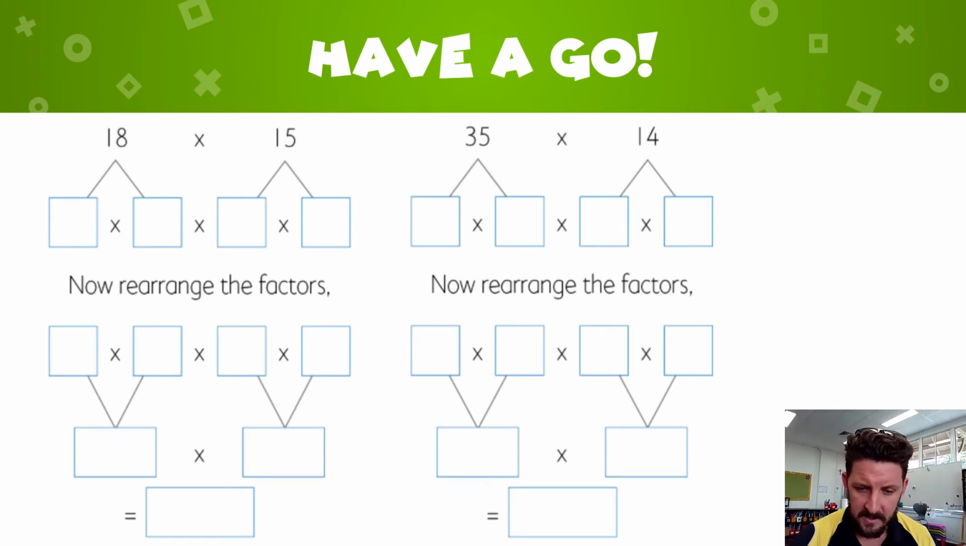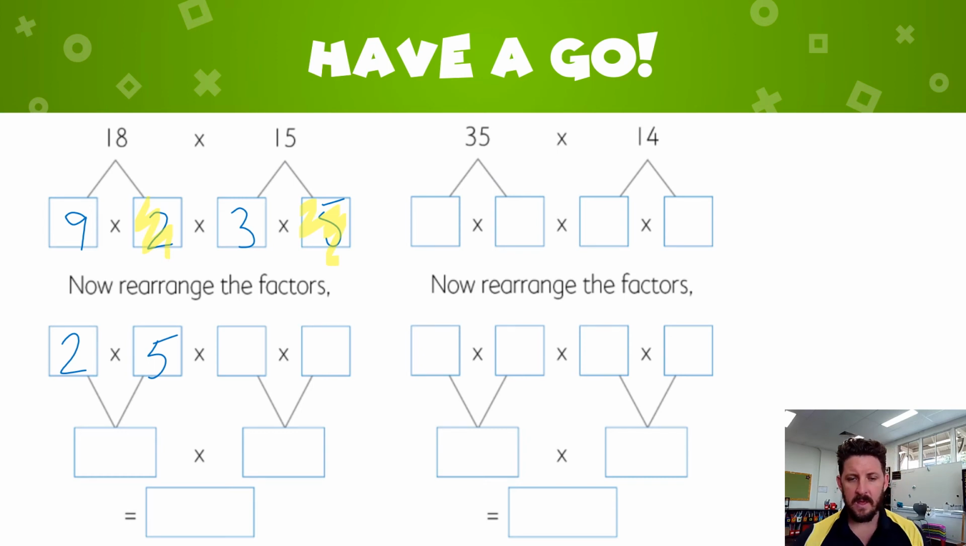Alright, let's have a quick look. Alright, so if I got 18, I know that I can do 9 times 2. And I know that 15 is 3 times 5. Let's have a look for some friendly factors. I can see some friendly factors there. I can see 2 and I can see 5. Let's write those in straight away down the bottom here. 2 times 5. Then I have my 9 and 3 left. Write those in. 9 times 3. 2 times 5 is 10. 9 times 3 is 27.